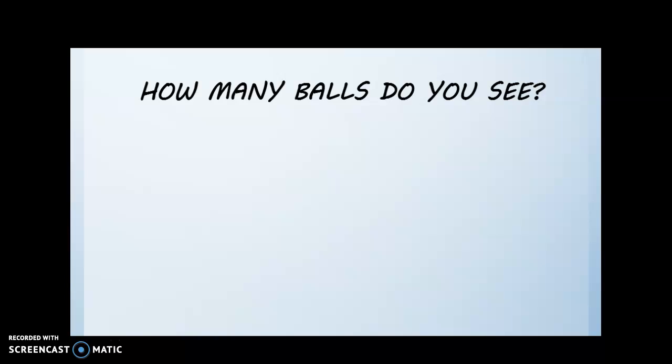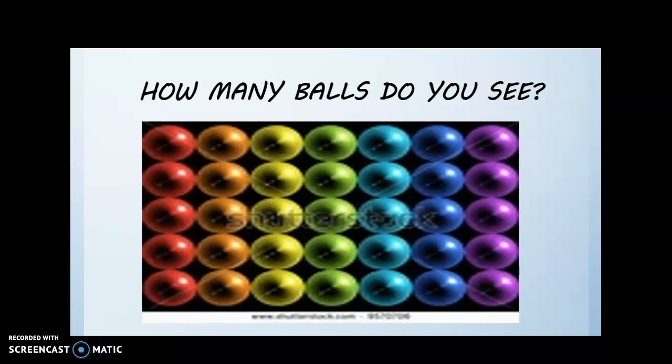How many balls do you see? None. Do you see any? I don't see any. Now, how many balls do you see? Anyone want to take a wild guess? Yes, Johnny, I see blue. Those are my favorite colors, actually. Blue, light blue, any array of blue. How many balls do you see? Not the colors, how many?